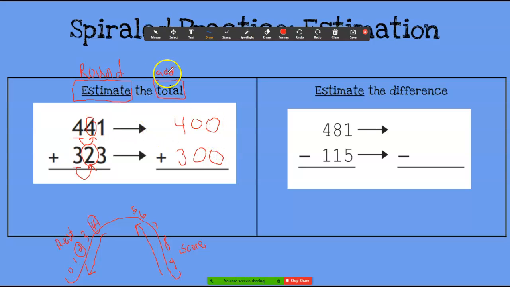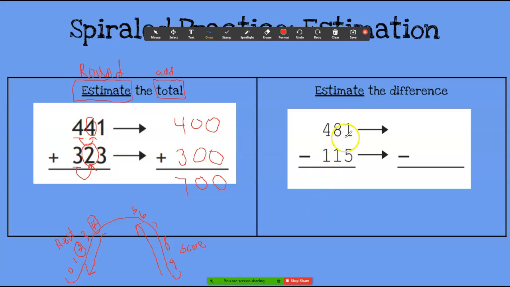Now that's not the end. I still need to add. Okay? Estimating adds that extra step to rounding. You're going to either add or sometimes you'll subtract. So I have 0 plus 0 is 0. 0 plus 0 is 0. 4 plus 3 is 7. So my answer there is 700.